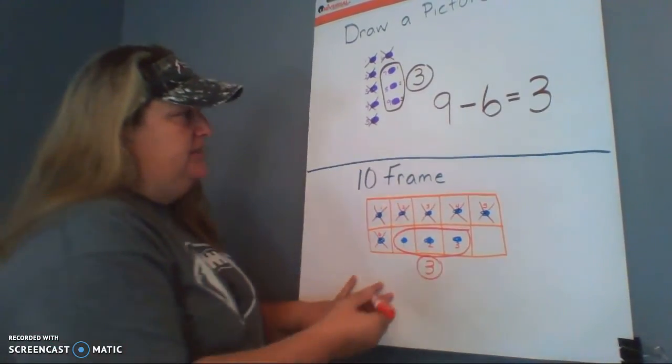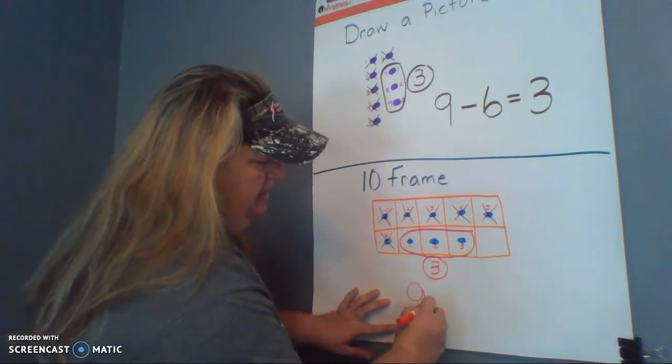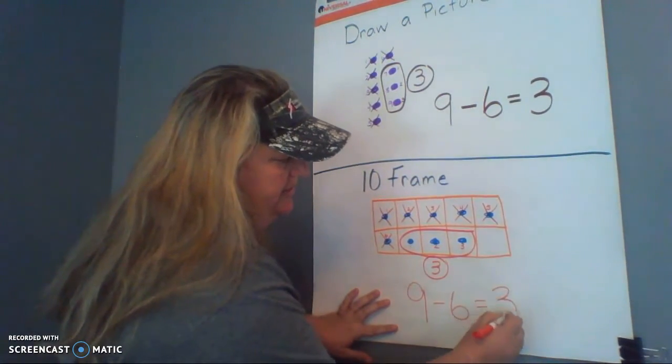And our number sentence is going to look just the same as the one up here. She started with 9. She gave away 6. And that gives us 3.